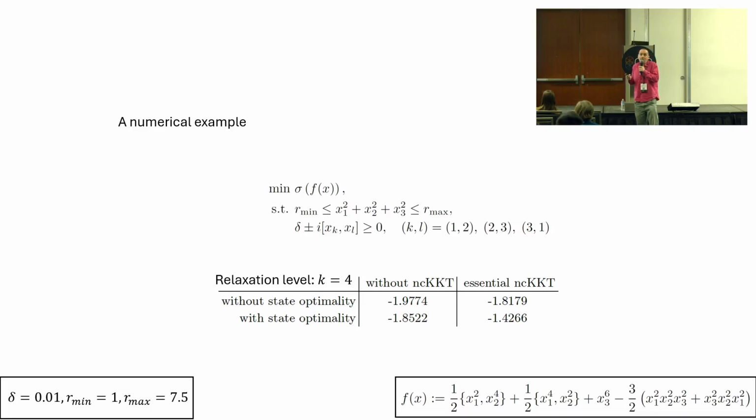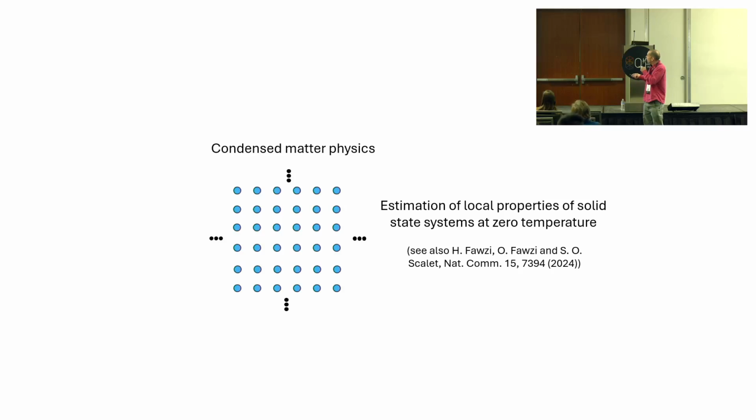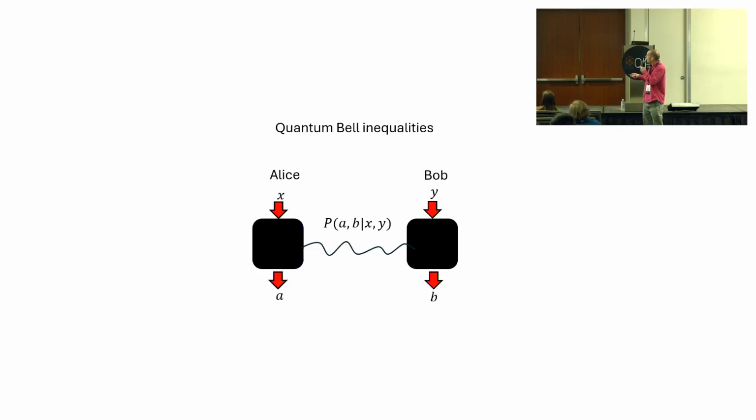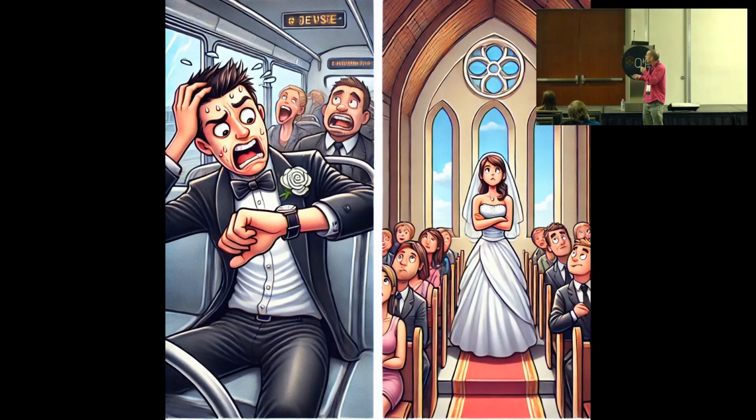Now, reasonable improvement is all we found. I would like to give you some example where there was really a dramatic improvement using this new condition. We didn't find it. Maybe it exists, but we didn't find it. Okay, there are applications. In the paper, you can find applications in condensed matter physics and also in quantum Bell inequalities, but I don't have time.